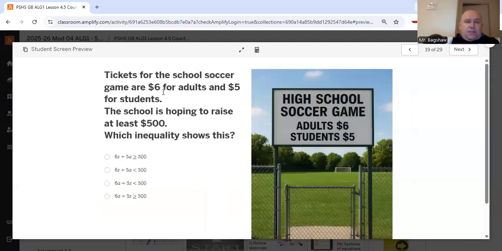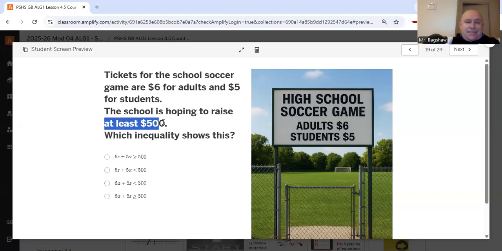Tickets for the school soccer game are $6 for adults and $5 for students. The school is hoping to raise at least $500, which inequality shows this. So straight away, we can see the 6 goes with the A for adults, 5 goes with the students, so 5S. And we're going to add all the prices together to find out how much money we raised. And very similarly, notice it's going to be, well, I said it was going to be the same. It's not quite the same here. They've been a little sneaky here. They put 6S. So that's definitely not true because it's $6 for the adults. So I'm going to ignore this answer and this answer, and I'm looking between these two.